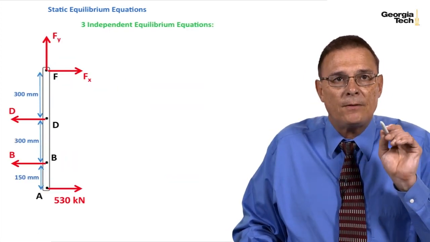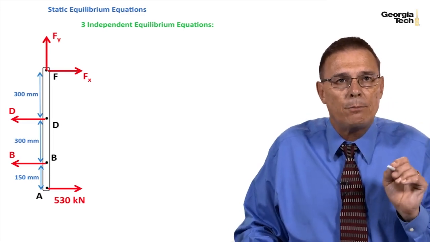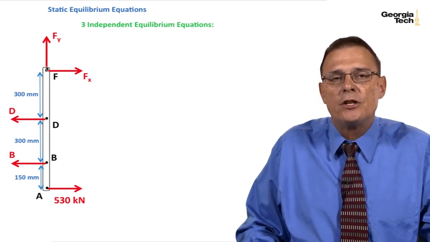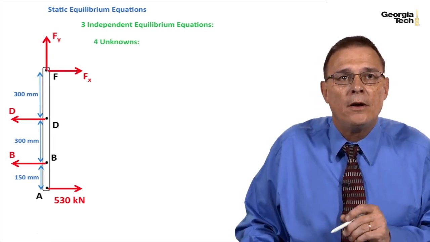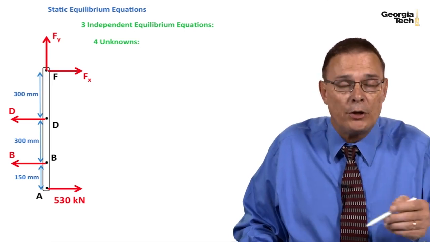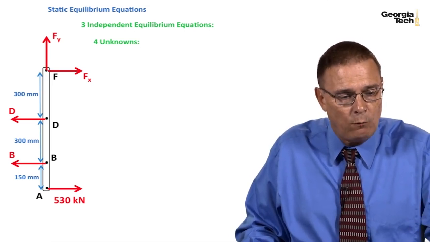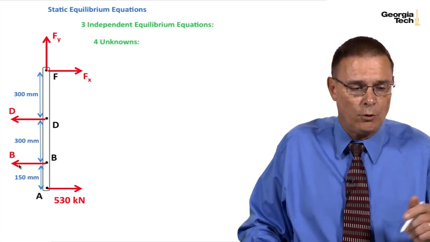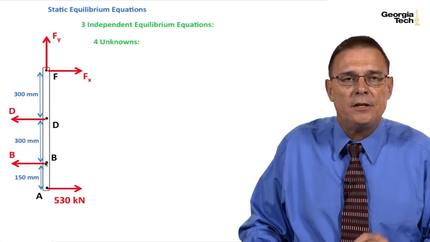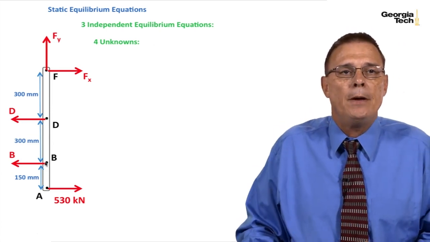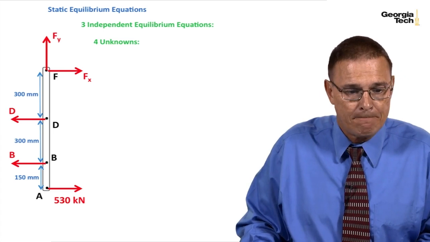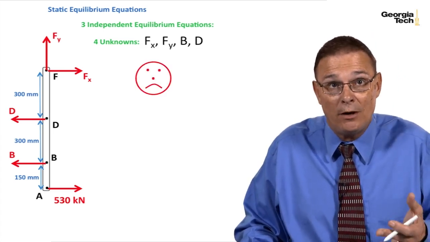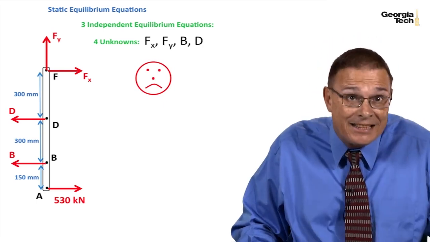You'll notice that this is what we call a statically indeterminate problem because we have 3 independent equilibrium equations, as we've known since we've started the course and my earlier courses, but we have 4 unknowns: Fx, Fy, the force in D, and the force in B, the axial forces. We don't have any Y components at D or B because the aluminum and the steel bars are 2 force members. And so here are my unknowns. So I'm not so happy. 3 equations, 4 unknowns, statically indeterminate.